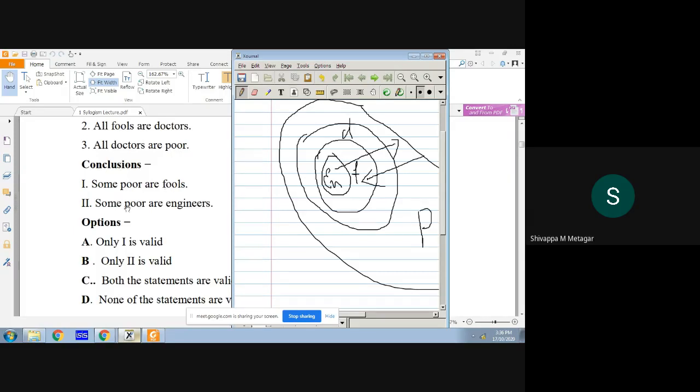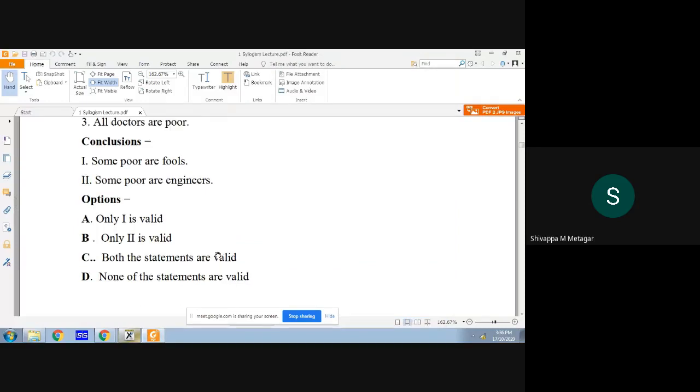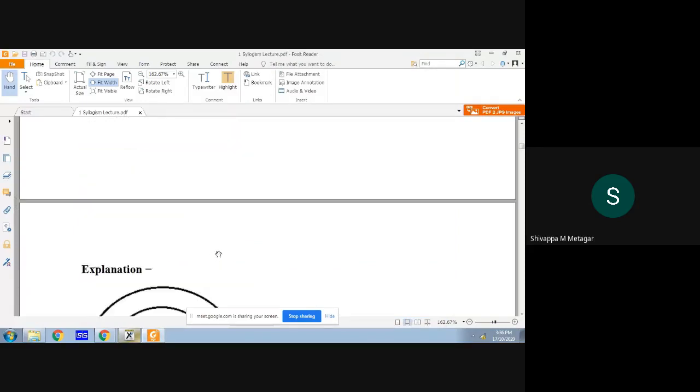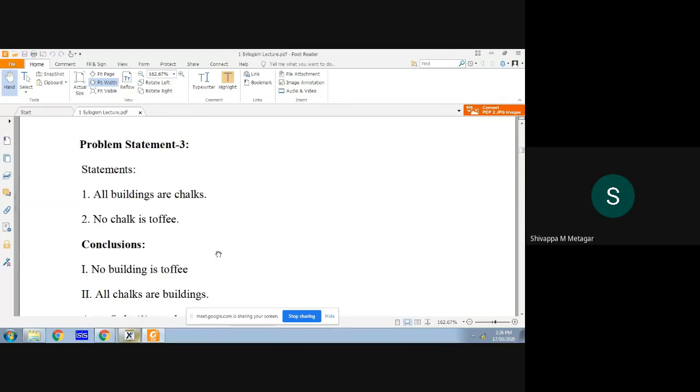Some poor are fools and some poor are engineers. So only one is valid, only two is valid, wrong answer. So both the statements are valid to give the right answer to the given question. Okay, the same thing, solution for this one. Just you can go to the next problem statement.